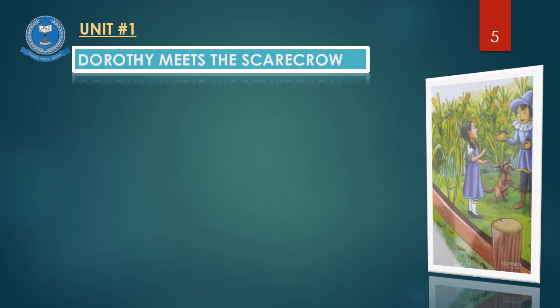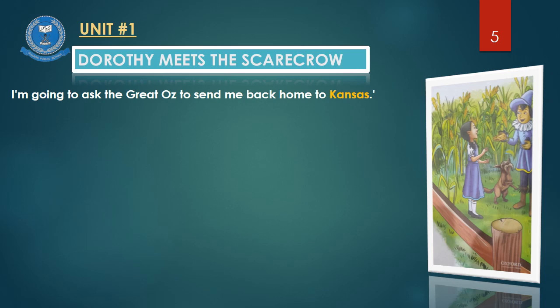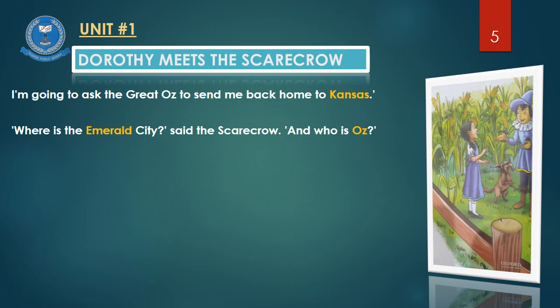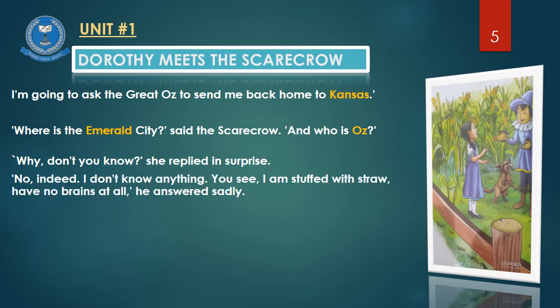So students, open your books, page number 4, and start reading with me. "I'm going to ask the Great Oz to send me back home to Kansas." "Where is the Emerald City?" said the Scarecrow. "And who is Oz?" "Why, don't you know?" she replied in surprise. "No, indeed, I don't know anything. You see, I'm stuffed with straw, have no brains at all," he answered sadly. "Oh," said Dorothy, "I'm sorry for you."